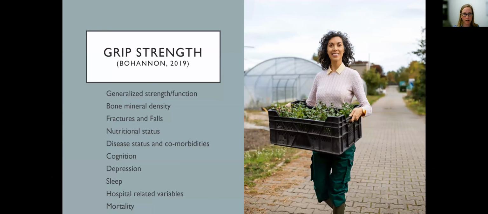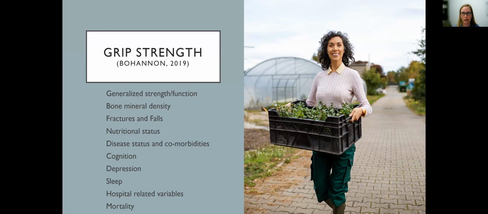Grip strength is another big one, and Bohannon in this article does a review on the information that has been out there in research as to the biomarkers of grip strength. So it can tell us a lot about general strength, bone mineral density, fractures and falls, nutritional status. You can see the list there. It can give us a lot of information.